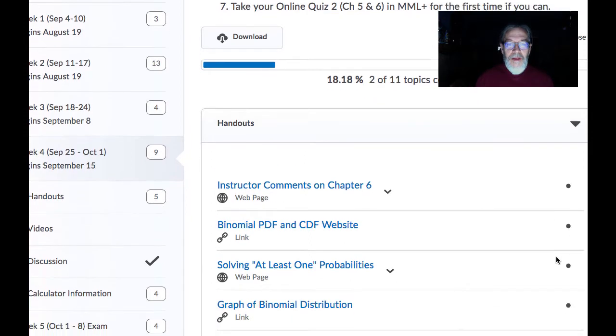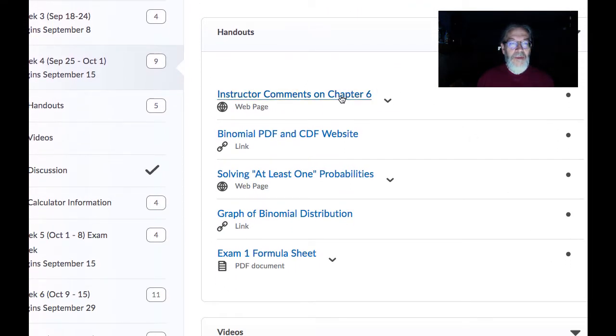So in content, I give things like my comments. This is my old school stuff. I just used to write things down, and so I left them in there. They might be kind of long, but for those of you that like to read, there you go. Here's some information on binomial PDF and CDF. Here's solving at least one probabilities. I notice there's a few questions already in the discussion board. At least one probabilities is one of those nifty little tricks to make what could be a really tough thing to solve a lot easier.